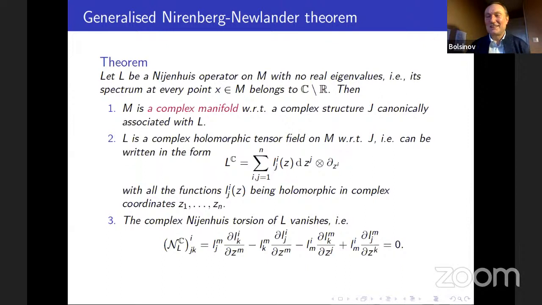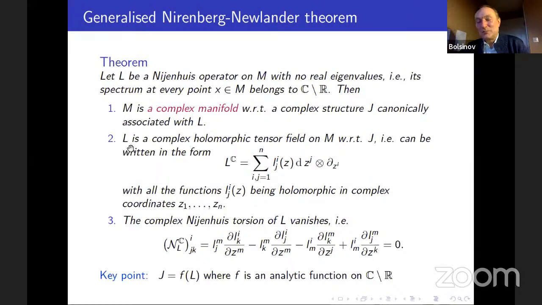Sorry, the complex Nijenhuis torsion for this operator vanishes. Meaning that if we forget about the real coordinates on our manifold and start working with complex coordinates, then the Nijenhuis torsion vanishes in the most natural sense. Of course, this theorem implies the Newlander-Nirenberg theorem. The truth is, of course, it's the other way around. This theorem is based on the Newlander-Nirenberg theorem, which is essentially used in the proof. But this is a general version.